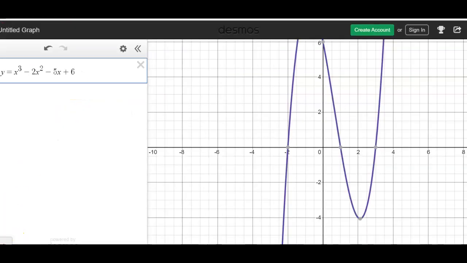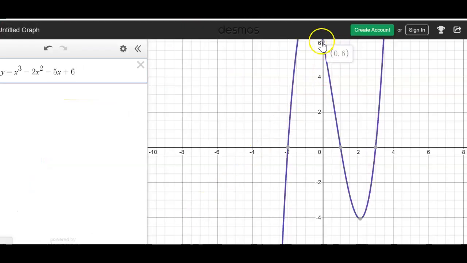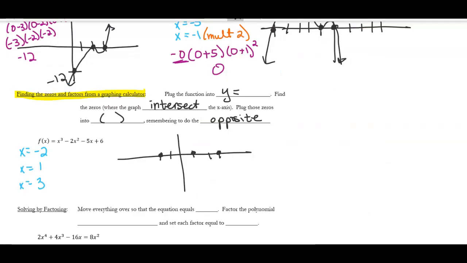Okay, so here's my function. It crosses at -2, 1, and 3. Okay, so write that down. -2, 1, and 3. And so now we're just going to graph that. The other thing we have been doing is we've been finding the y-intercept. So let's see. Y-intercept is at 6, so let's actually graph that. It's better if we be consistent. So y is 6.